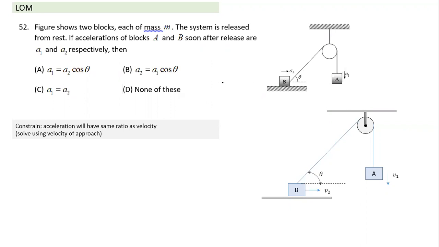See, in this case also, whenever it is released from rest, even if it is inclined, we will not prove it, but whatever relationship we have for acceleration, a similar relationship exists in the case of velocity.